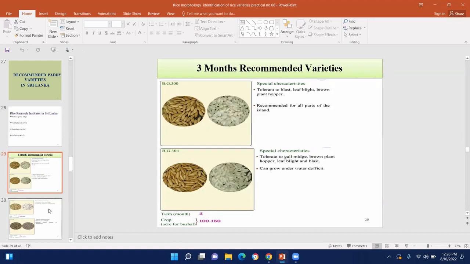Okay, from 1 acre we can get 100 into 150 kilograms. How many kilograms is 1 bushel? 20.5? 27.5? 20.5.